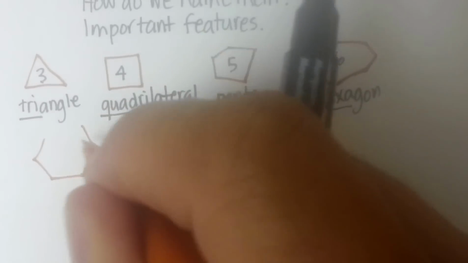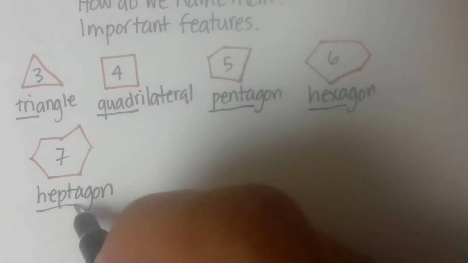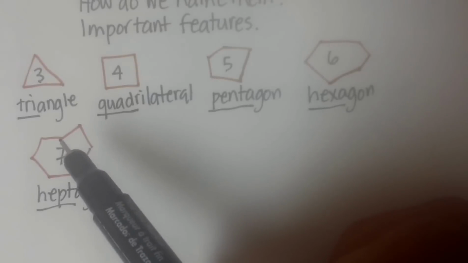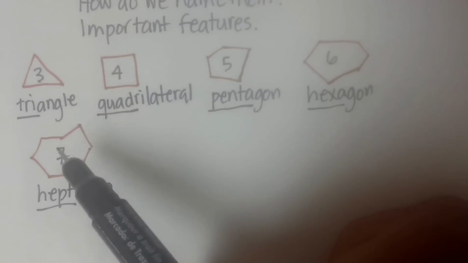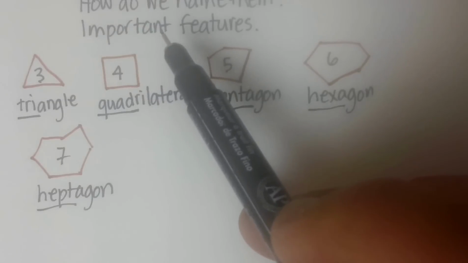Let's keep on going. A seven-sided figure is called a heptagon. Again, hepta means seven. Now you might notice something unusual here. Notice that I did a little indentation there, and that'll be one of the characteristics or features that we'll talk about here in just a second.